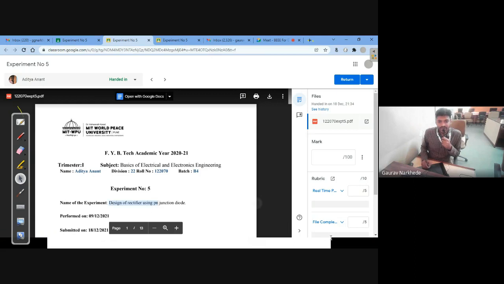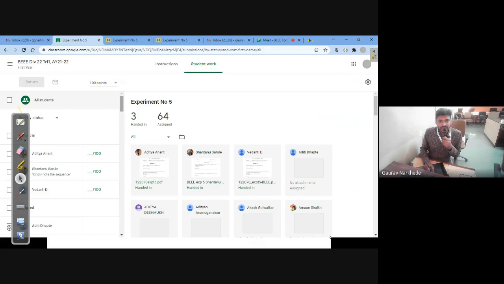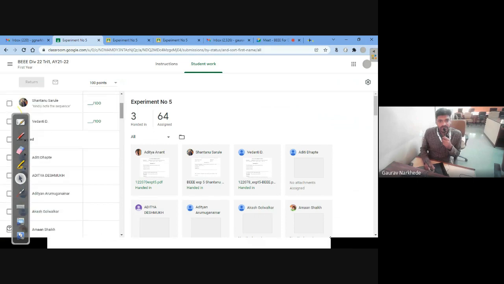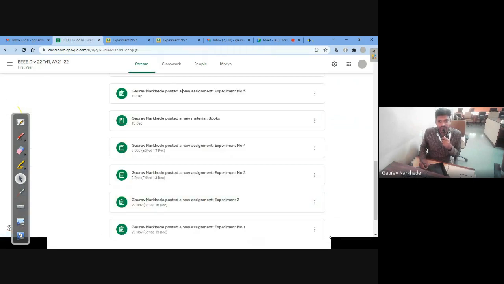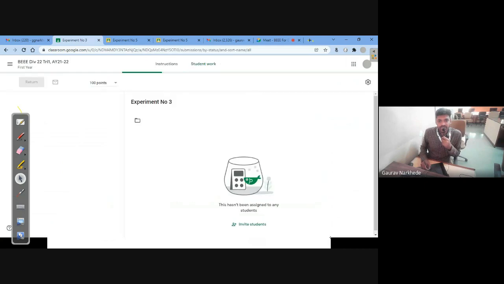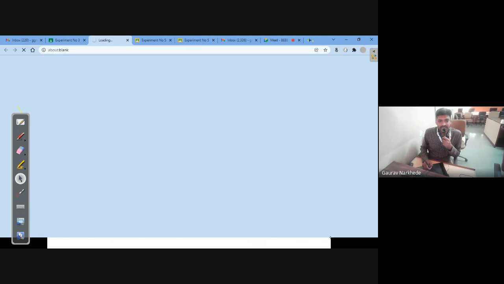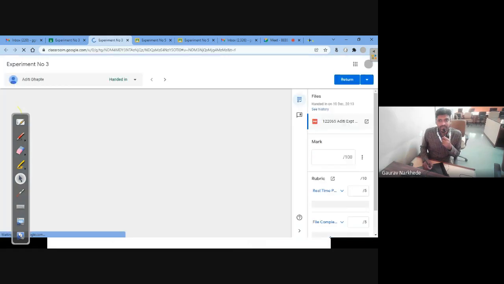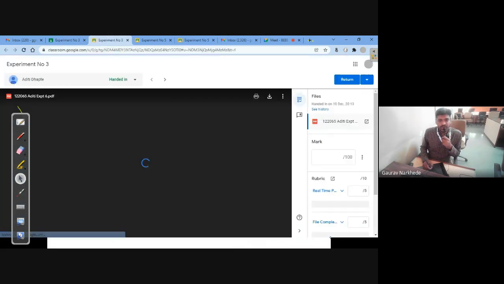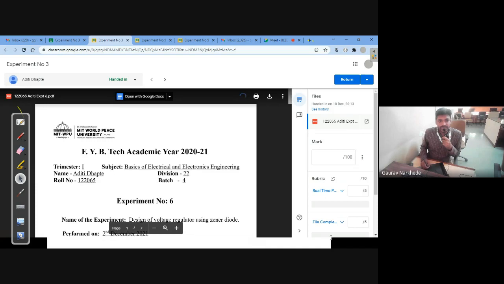This is design of rectifier, right? Using PN junction diode. So it is totally wrong. Okay, this you should submit here, that was your experiment number. So for example, design of rectifier, right? So this is experiment number 3. Okay, so here all of you have submitted this design of rectifier. Okay, so even though this was experiment number 6, this is design of voltage regulator using Zener diode.